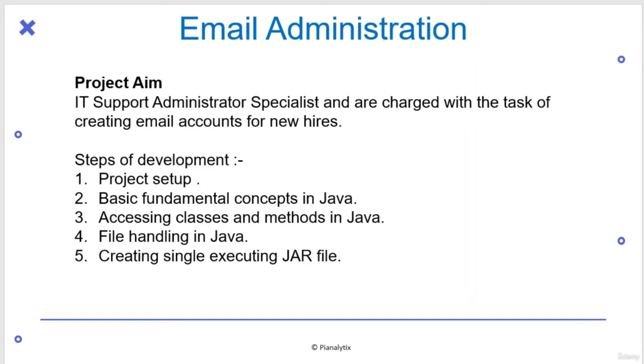File handling in Java. Basically, we are going to create one text file, a txt file, and we are going to store all the data in it, and we are going to retrieve that information also. Then creating a single execution jar file. In this project, we are going to create multiple classes or Java files, but after that, we are compiling them into a single executable jar file. So these are the steps of development we are going to use here.